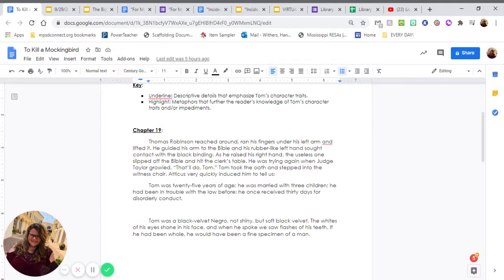Okay, so underline descriptive details that emphasize Tom's character traits. We're going to read it again.